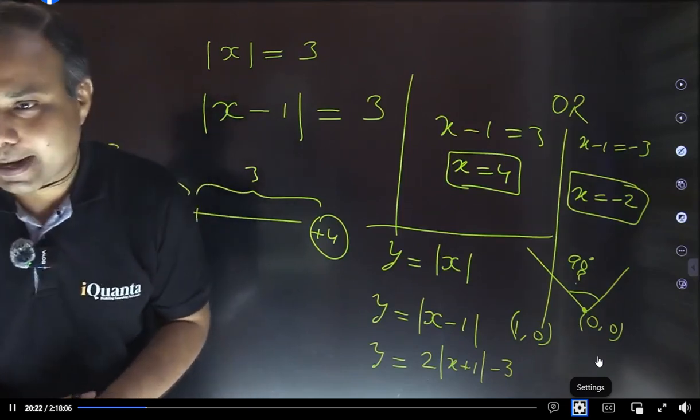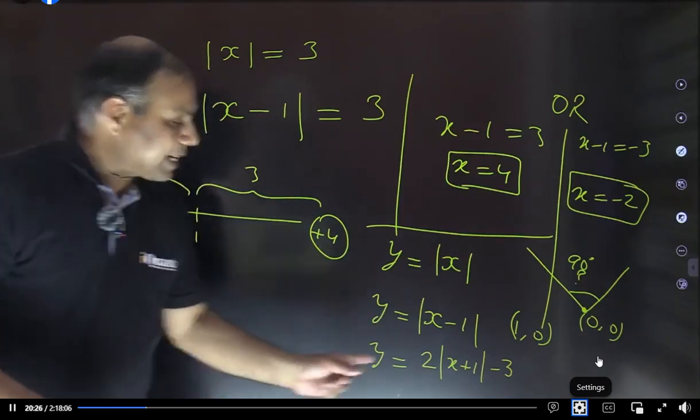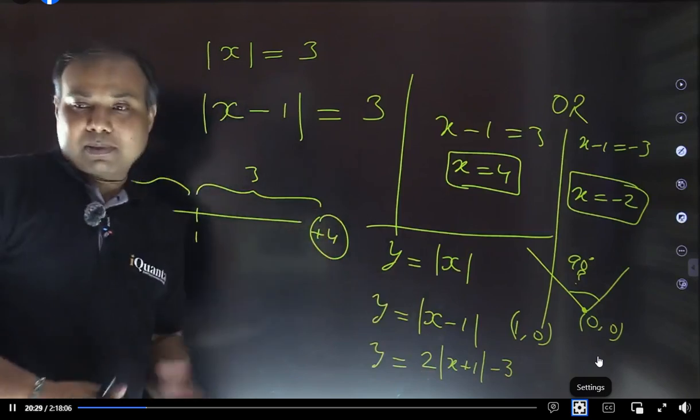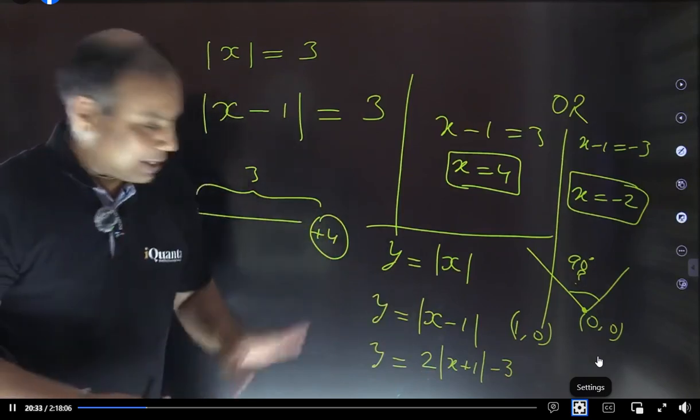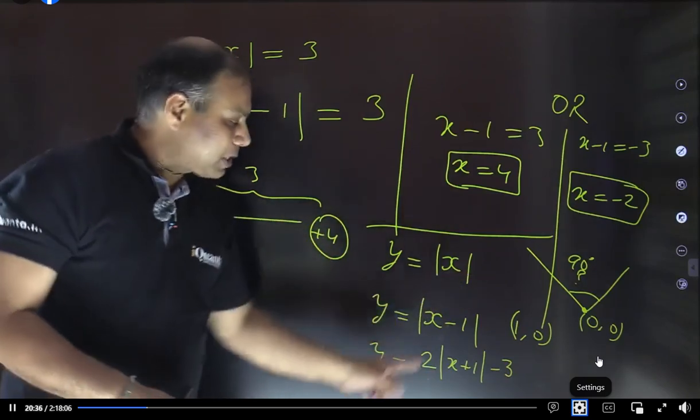Good, that's a good understanding. But it's a very simple thing, no? By taking a value of x as 1, y will increase 2 steps. So it is the same V-shaped graph, but now the angle will change because of this coefficient 2.